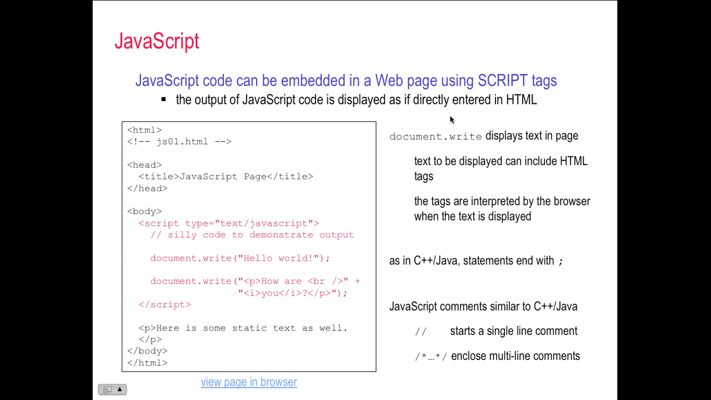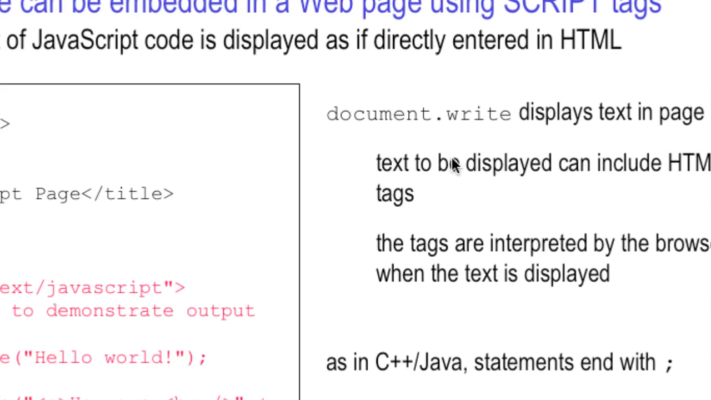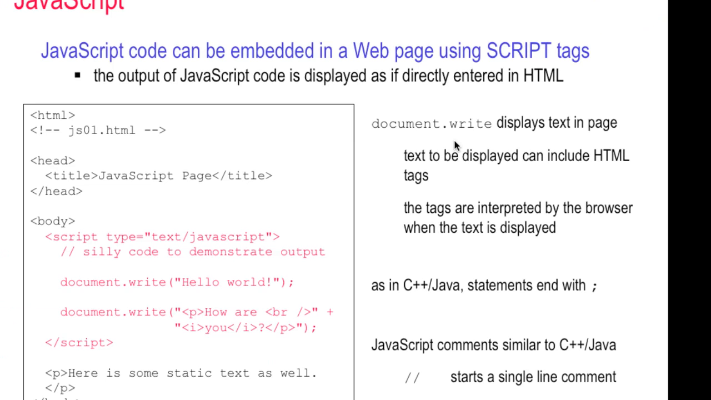Here, the output of a JavaScript code is displayed as if directly entered into HTML. Okay, so document.write. Let me zoom in so you can kind of see what I'm talking about. Here, document.write is what I'm focusing on in terms of a command. This displays text on the page because the page element is the document. So you can get from document, you can get an input box. You can get a text field to get input and see what is the text from those. Or you could write text to those elements. Or you can write it just to the flat document.